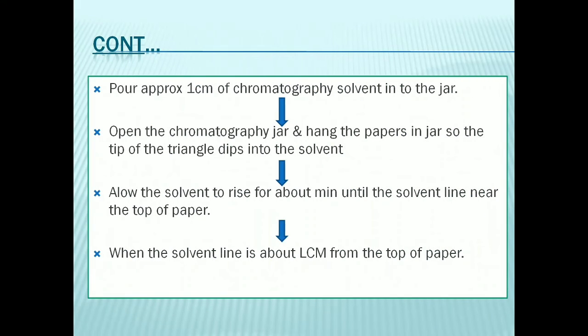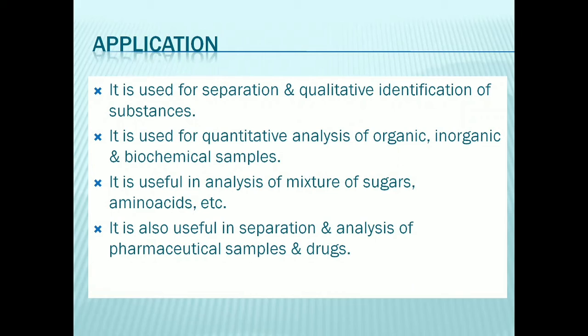Then, the applications of paper chromatography. It is used for separation and qualitative identification of substances. Paper chromatography is used for quantitative analysis of organic, inorganic and biochemical samples. It is also useful in analysis of mixtures of sugars, amino acids, etc. It is also useful in separation and analysis of pharmaceutical samples and drugs as well.